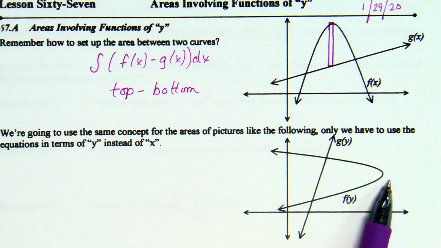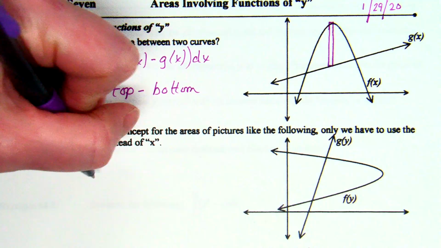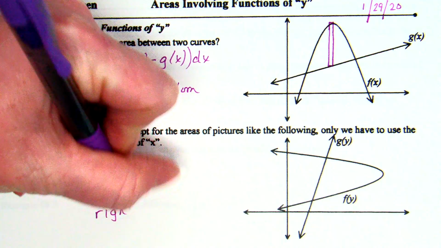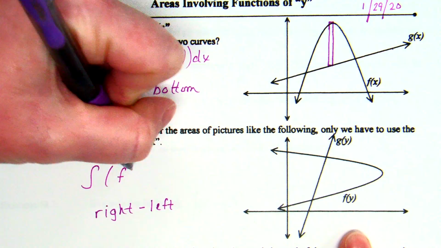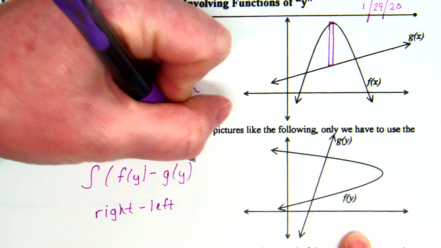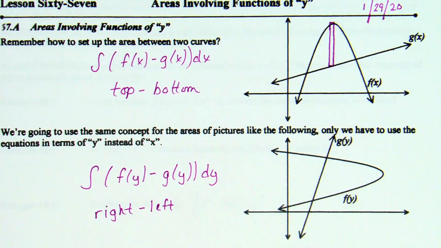So in this case, if we're talking about right minus left, my right one here would be the integral of f of y minus g of y. Notice those are in terms of y. Instead of it being of x, it's of y. And so notice at the end, I'm going to tack on a dy, because we're going to be working in terms of y today instead of in terms of x. All my integration rules and everything are the same. It's just we're working in terms of y.